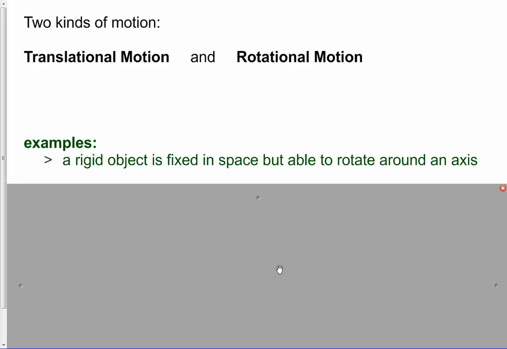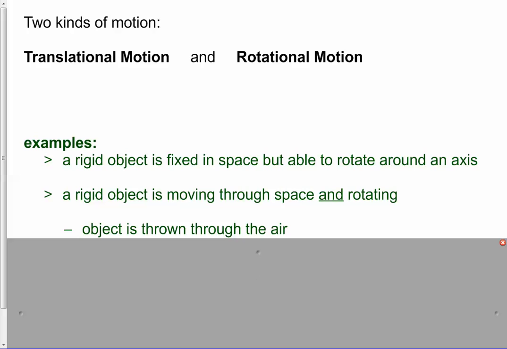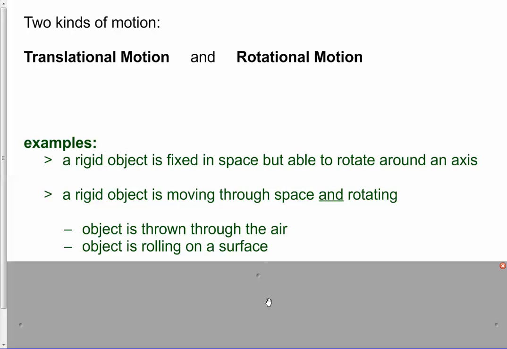A lot of what we're going to talk about is you want to have that picture in your mind. But I don't want you to ignore that we could also have, as I said earlier, an object that is doing both. It's moving through space and rotating. Maybe you throw a ball in the air, and not only is it moving through projectile motion, but it is also spinning. It is also rotating. So we have both kinds of motion in that case. Anything that's rolling does that too. It's moving and it's rotating. So a rolling object is a good example.